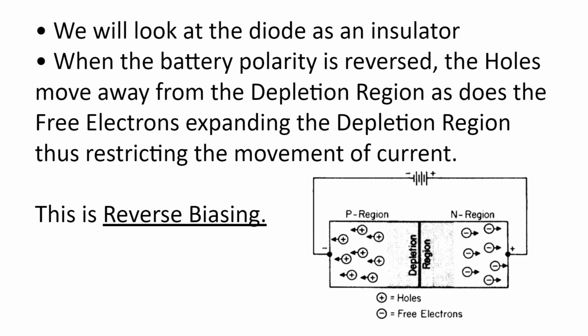We will look at the diode as an insulator. When the battery polarity is reversed, the holes move away from the depletion region, as do the free electrons, expanding the depletion region, thus restricting the movement of current. This is reverse biasing.